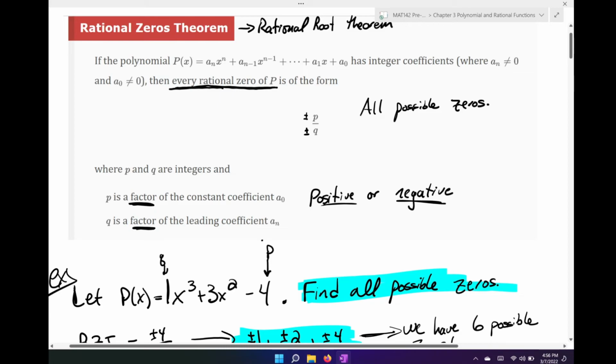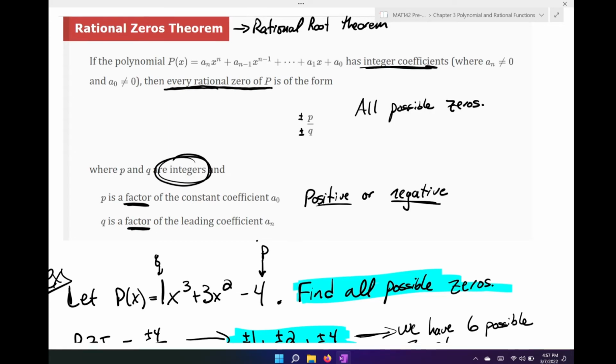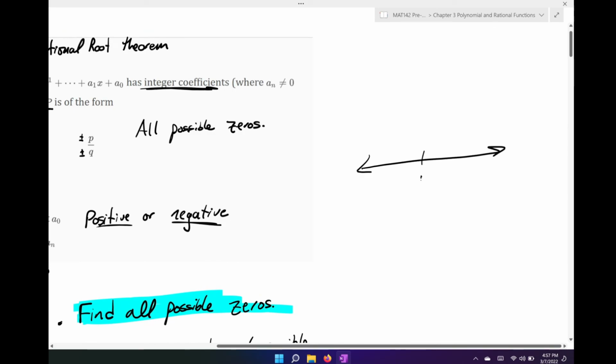This rational zeros theorem gives you integer coefficients, gives you integer possible roots, but not all roots have to be integers. I mean, think about it. On a number line, between 0 and 2, you've got the square root of 2, which is a zero. It's just not an integer zero. It's not pretty, but it's still a zero because it's on that x-axis.